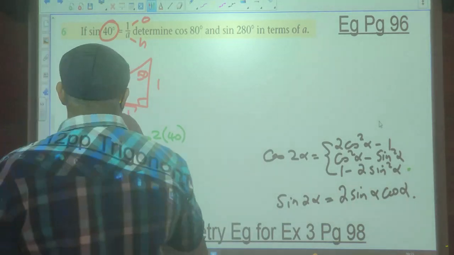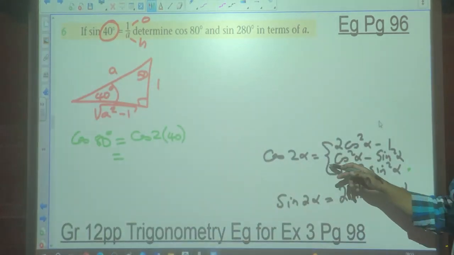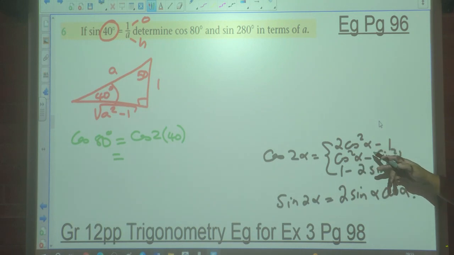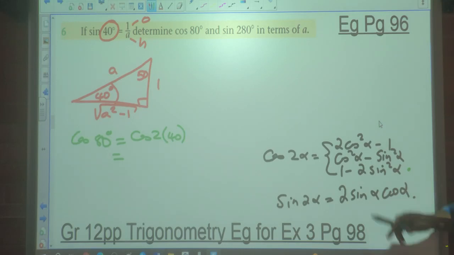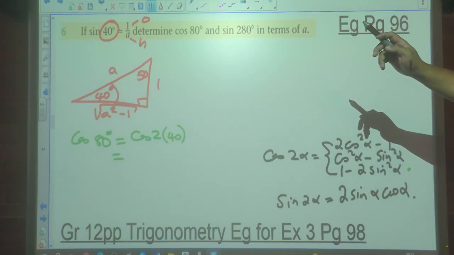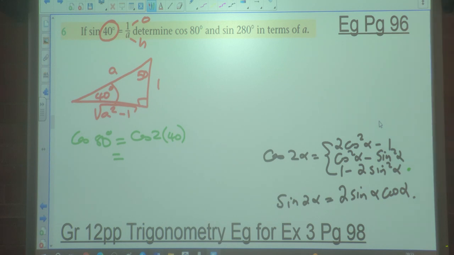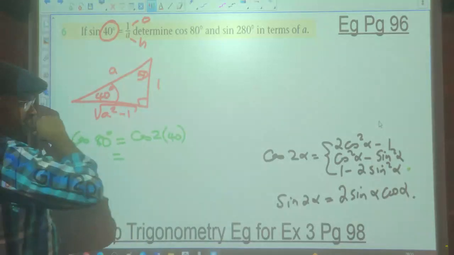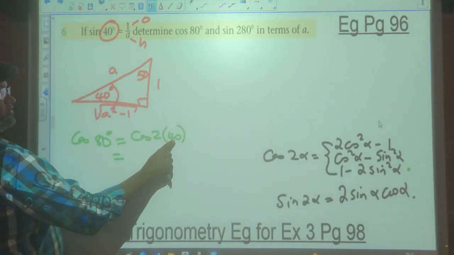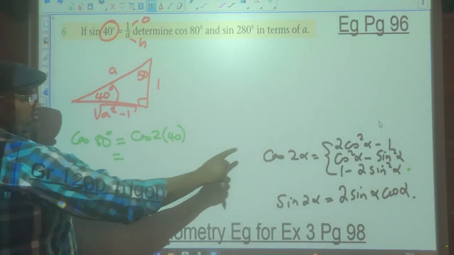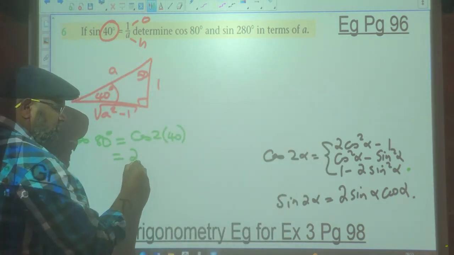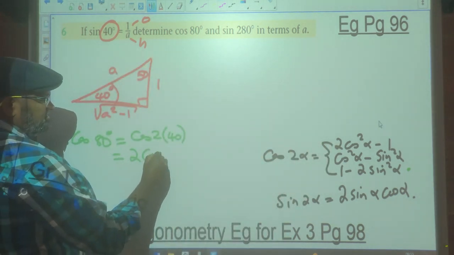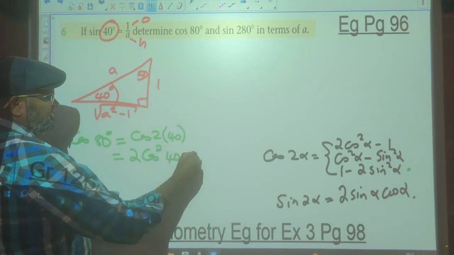So what does this remind us of? The cos double angle. Which one do I use? I can use any one. Why can I use any one? Because it wasn't specified which one I must use. If it's not specified, I can use any one. So cos of 2 into 40, so what's my alpha angle? 40. So I'm going to go with the first one: 2 cos squared 40 minus 1.